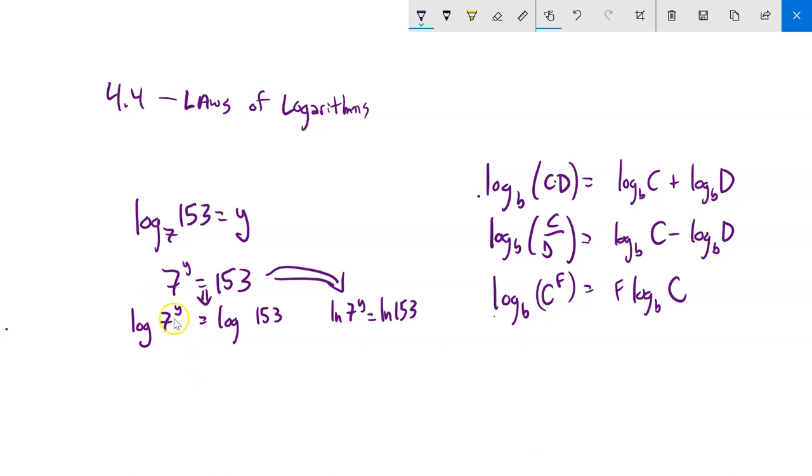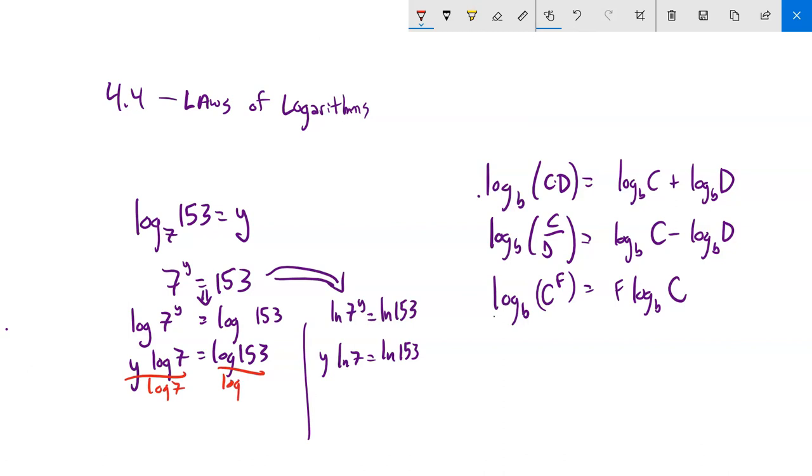So since I have 7 to a y power, I can use this relationship and bring the y out, shift it down to multiplication. So I have y times log 7 equals log 153. And notice if I did that over here, I'd have y times natural log of 7 equals natural log of 153. And now log 7 is just a number. I could actually do that on my calculator. And log 153 is a number too. So to figure out what y is, how about I just multiply both sides by log 7? And over here, I'd divide both sides by natural log 7. I think I might have said multiply, I meant divide.